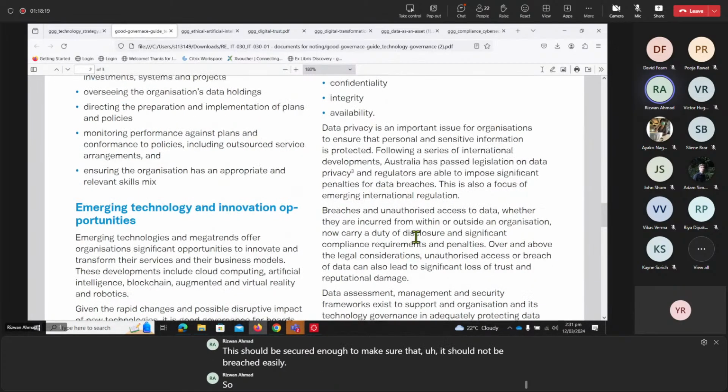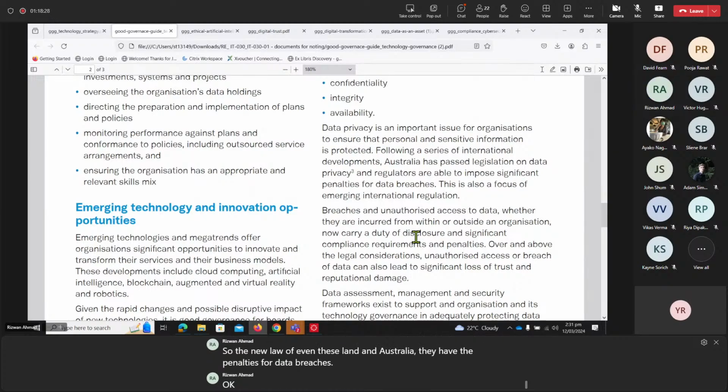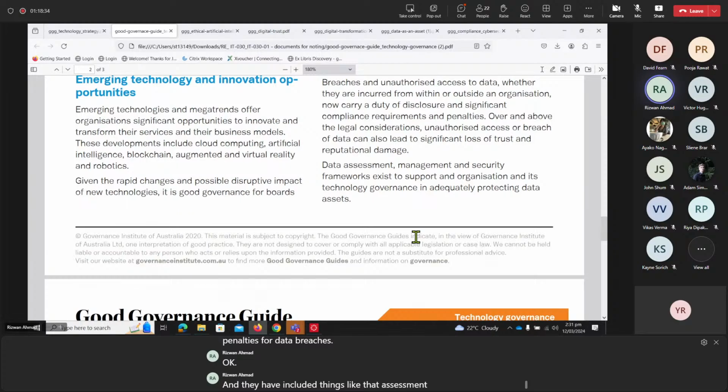The new laws in even New Zealand and Australia have penalties for data breaches. And they have included things like data assessment, management, and security frameworks to make sure that your data is adequately protected.